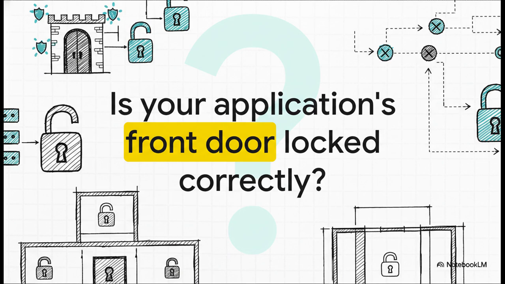Once you really understand that CORS isn't a bug you need to fix, but a lock that you need to configure correctly, everything changes. You stop being a frustrated developer and you start thinking like a security-conscious architect. So the question I want to leave you with is this. Now that you know how the lock works, are you sure your application's front door is locked correctly?